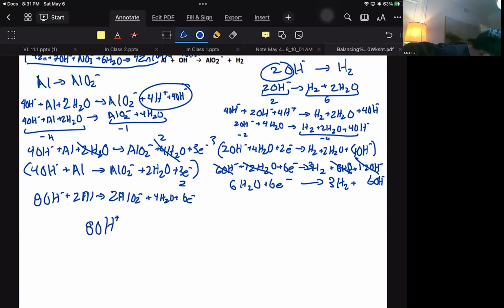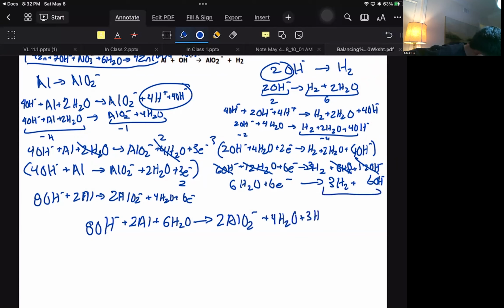8 OH minus plus 2 Al plus 6 H2O plus 6 electrons. Actually from here, we don't have to add the 6 electrons because in the end we're going to be canceling them out. So it's going to be 2 AlO2 minus plus 4 H2O plus this side 3 H2 plus 6 OH minus.